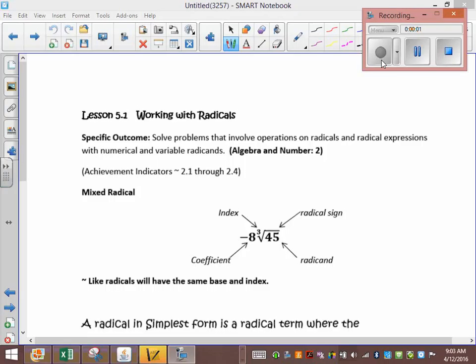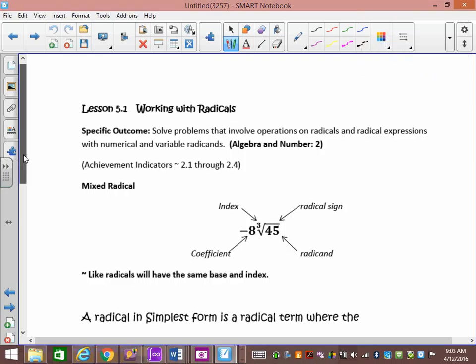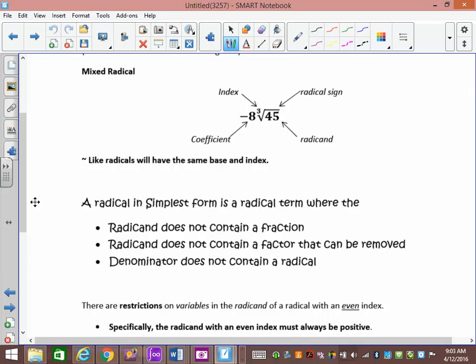With radicals. So the outcome we're going to do is solve problems that involve operations on radicals and radical expressions with numbers and variable radicands. So this is grade 10. This is your radical sign.